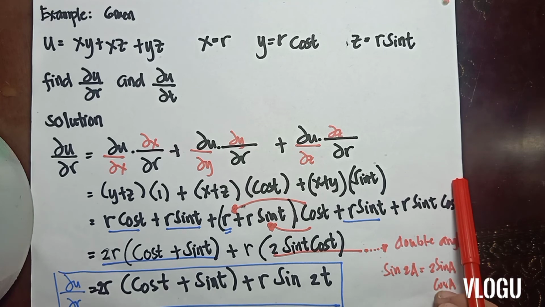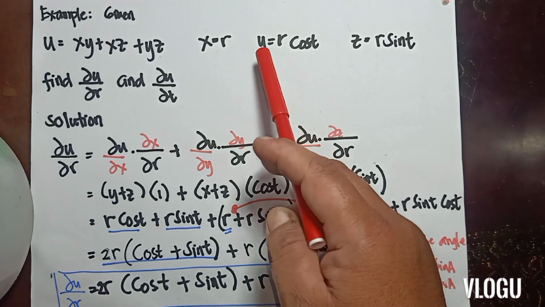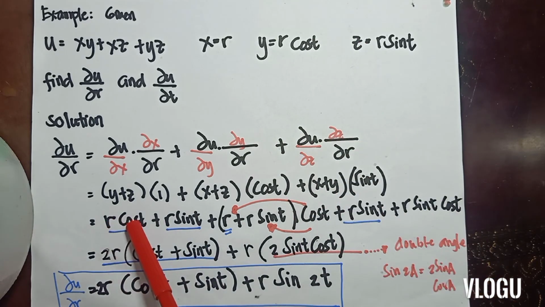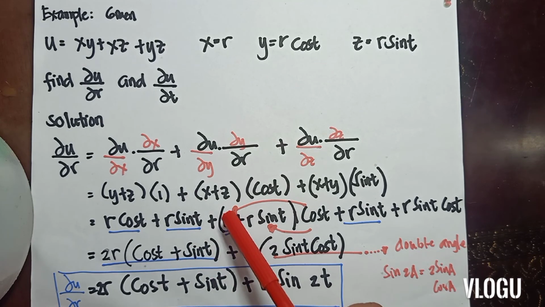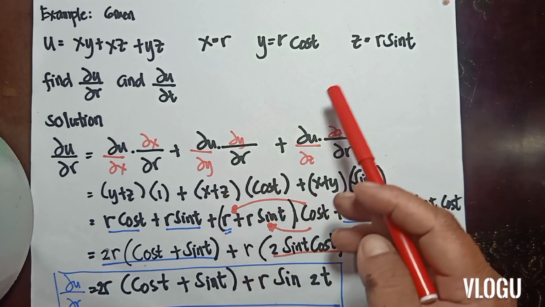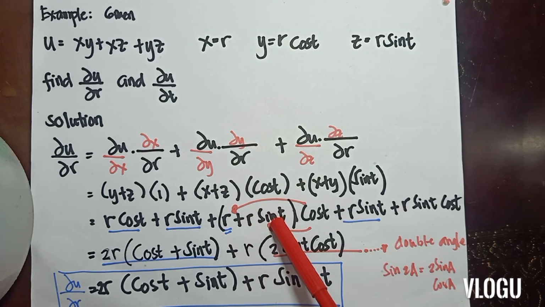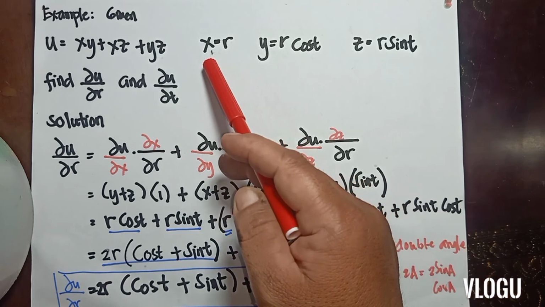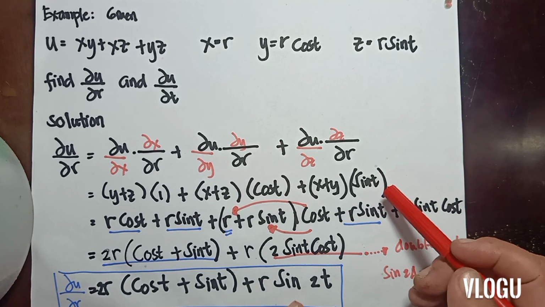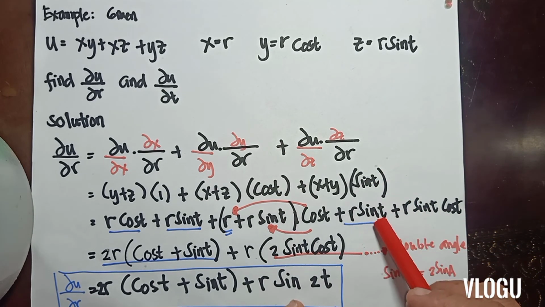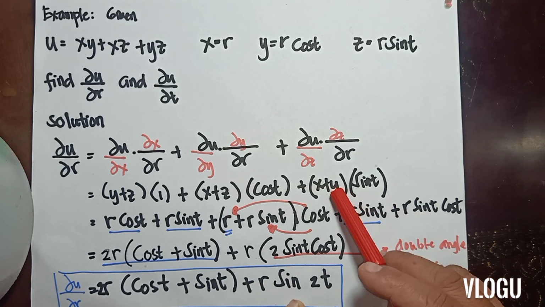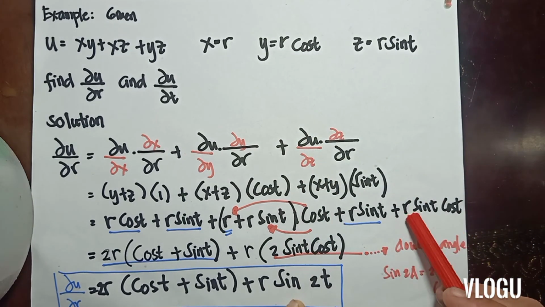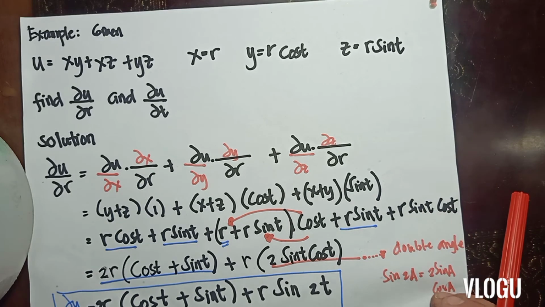To simplify this one, you are going to substitute the values. y is equal to r cos t, z is equal to r sin t, plus x, that is equal to r. So the first term is (r cos t + r sin t) times cos t. Then plus (x + y), where x is r and y is r cos t, times sin t. So therefore you will have r sin t cos t.